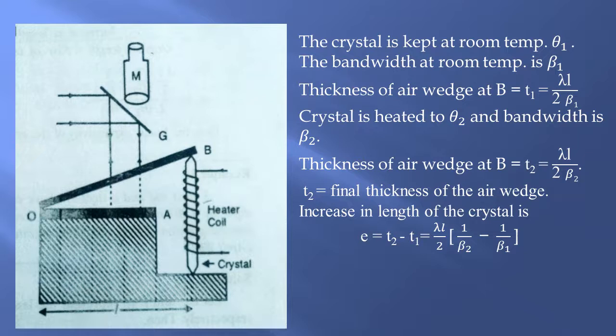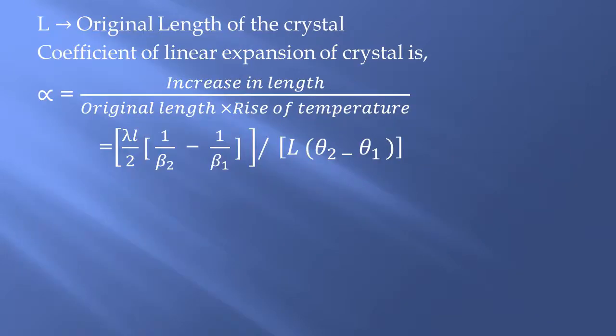Now we can calculate the increase in length of the crystal by measuring the difference between T2 and T1. Therefore, E is equal to T2 minus T1, that is equal to lambda L by 2 into (1 by beta 2 minus 1 by beta 1). Here capital L represents the original length of the crystal. Now we can calculate the coefficient of linear expansion of the crystal alpha by finding the ratio of increase in length divided by original length into rise of temperature.